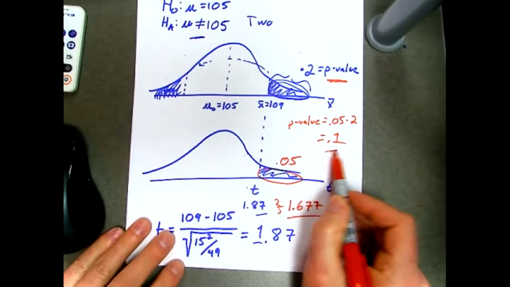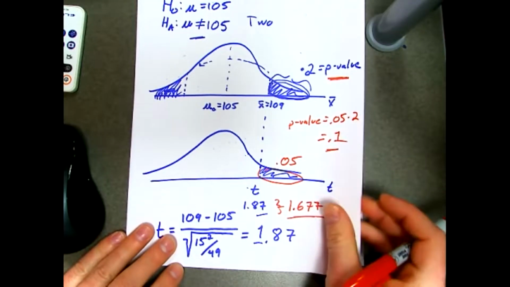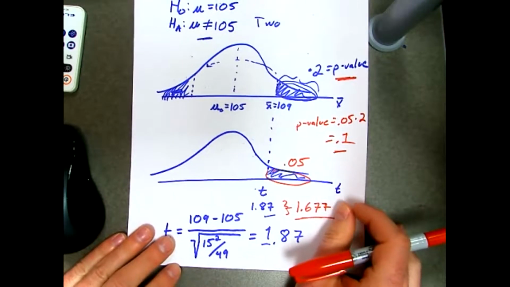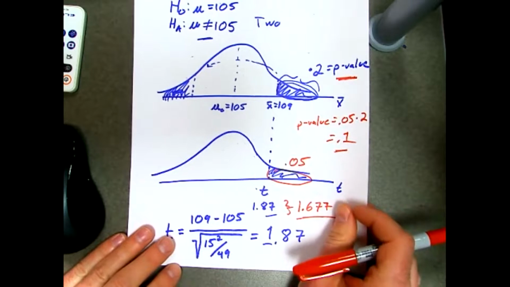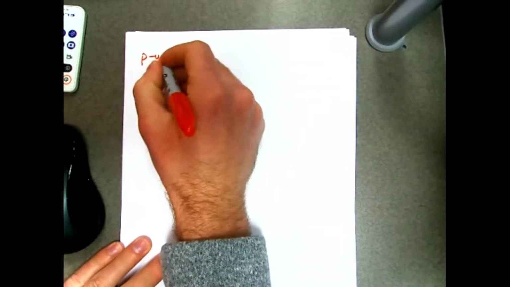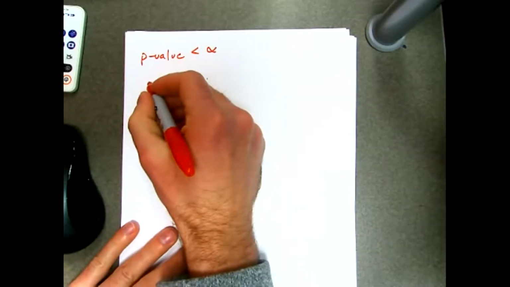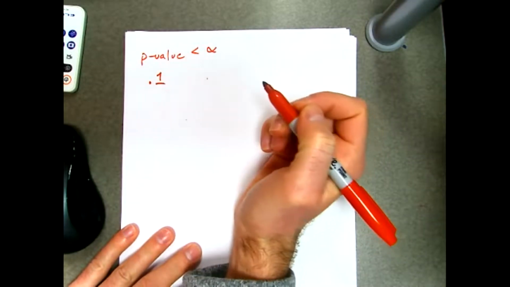So with a p-value of 0.1, what's going to be my rejection decision? Well, my rejection decision is always going to be based on whether that p-value is less than alpha. I probably wouldn't give you one that works out to be this way on the exam, but this is like the hardest one, so we can at least talk through it. So my p-value was 0.1.